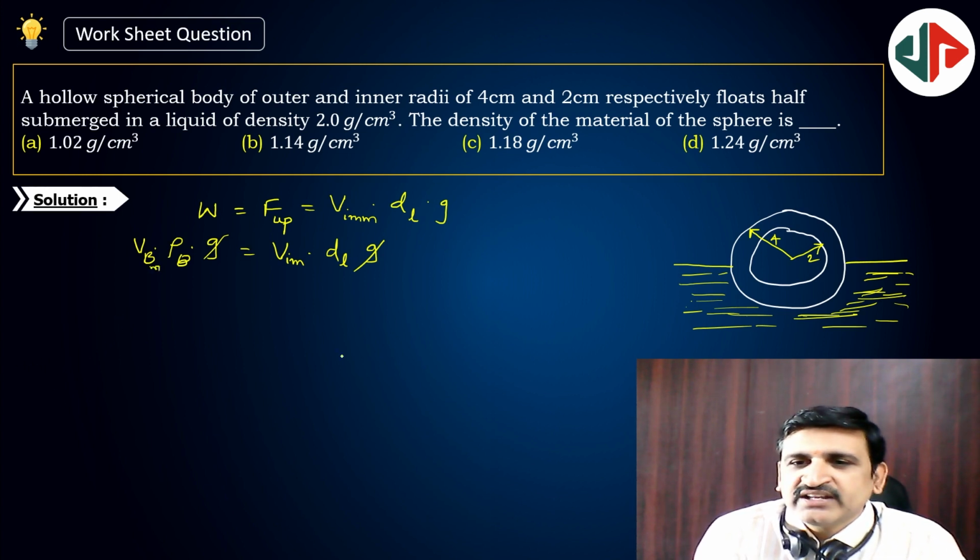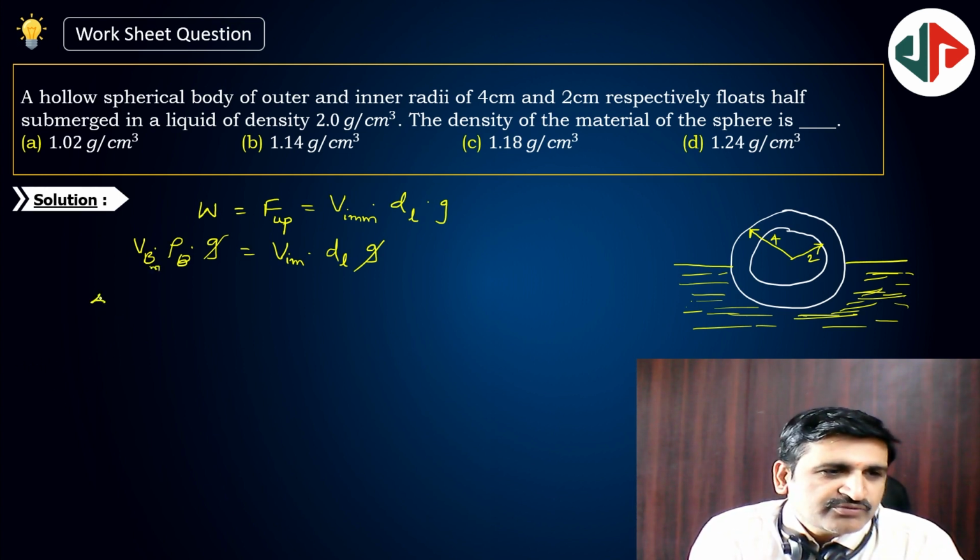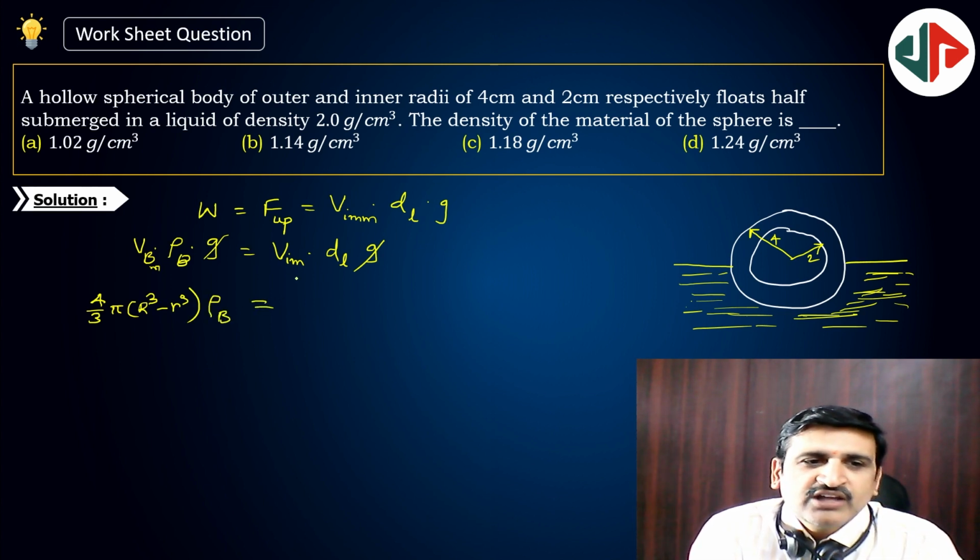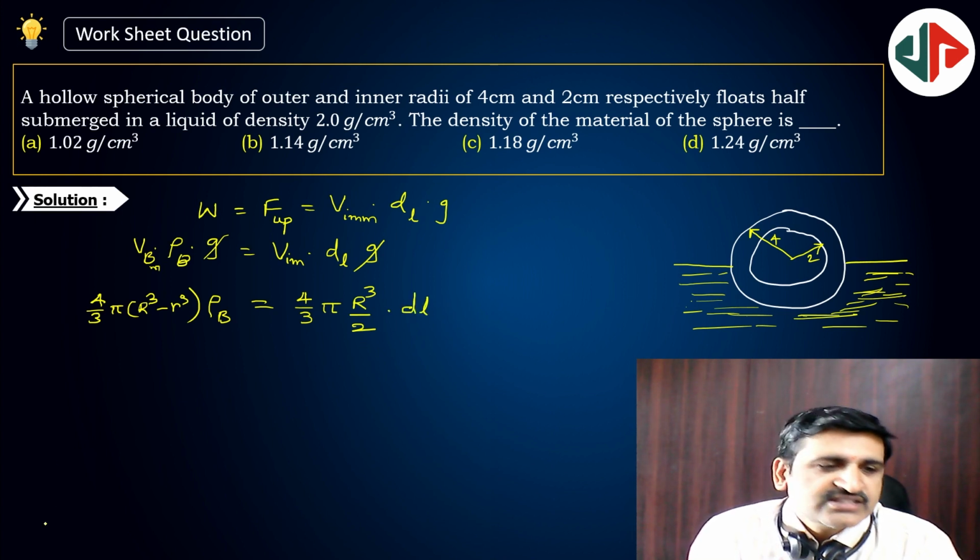Volume of the body material is 4/3 pi (R cube minus r cube). Into density of the body is equal to volume of the body inside, which is 4/3 pi capital R cube by 2, only half is immersed, into density of the liquid. So density of the liquid must have a subscript L, very small, you need to write. Now 4/3 pi gets cancelled.